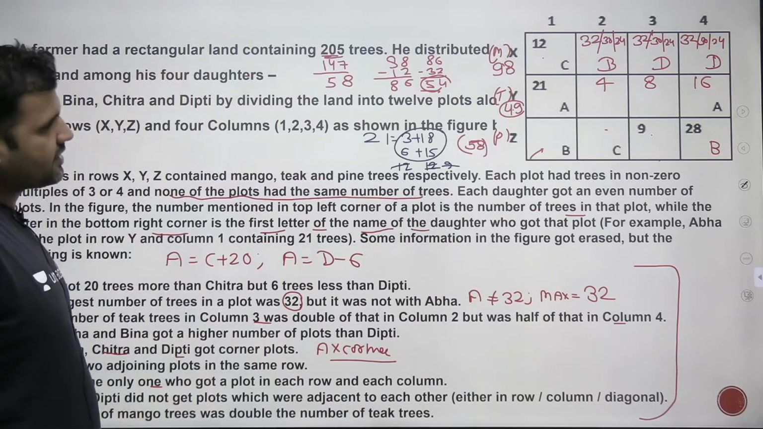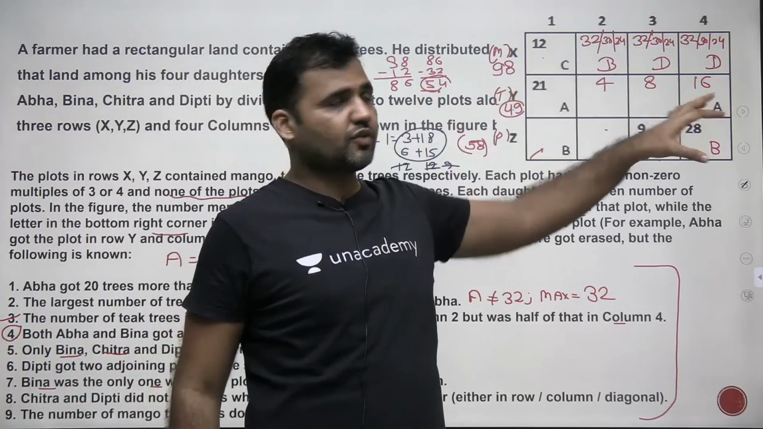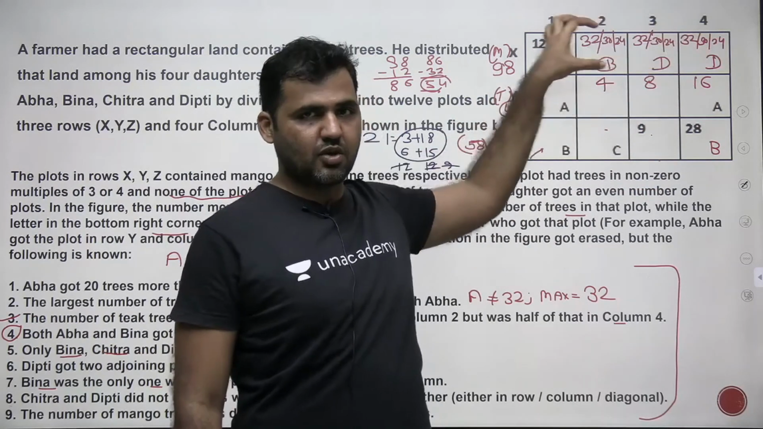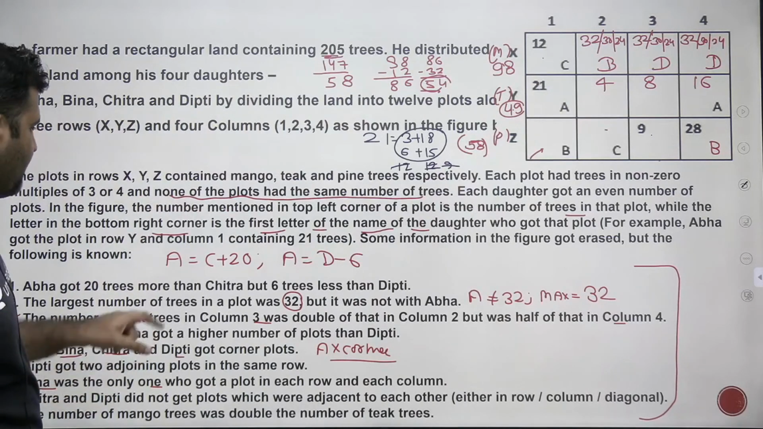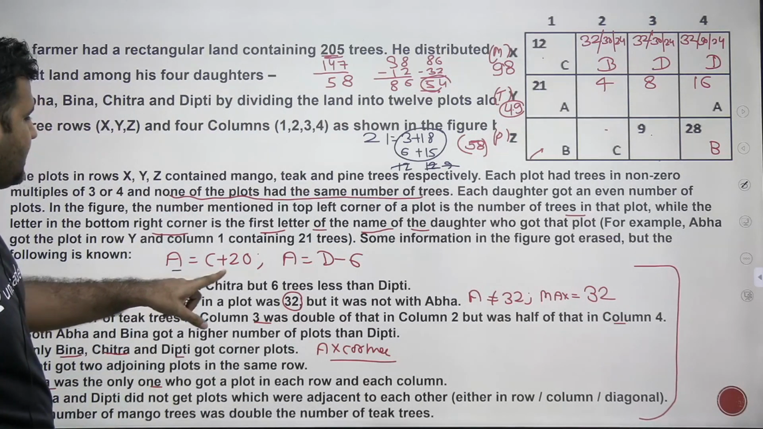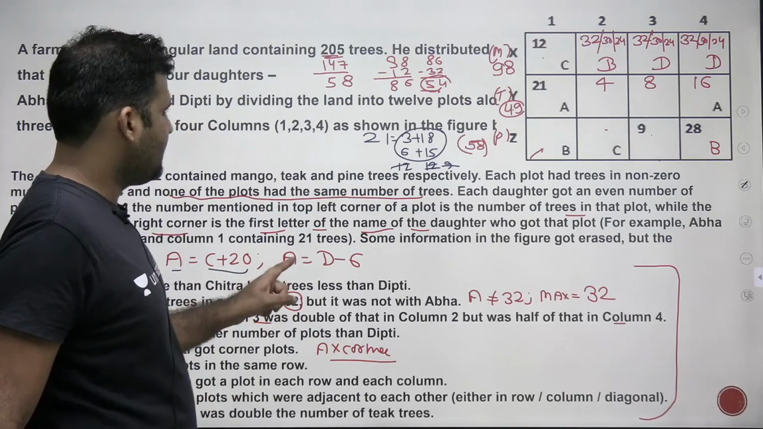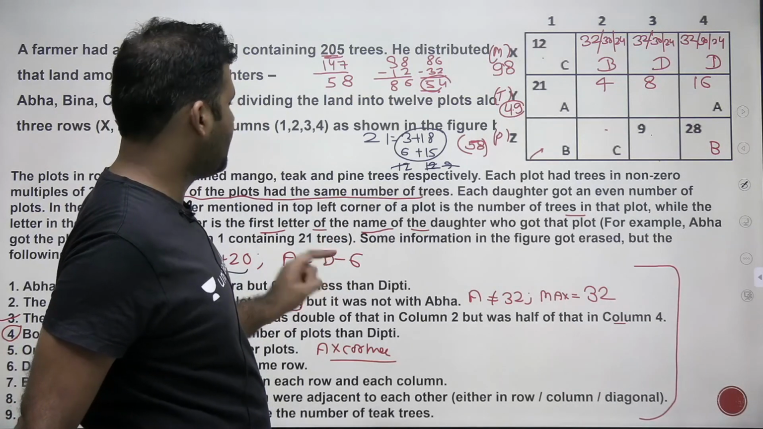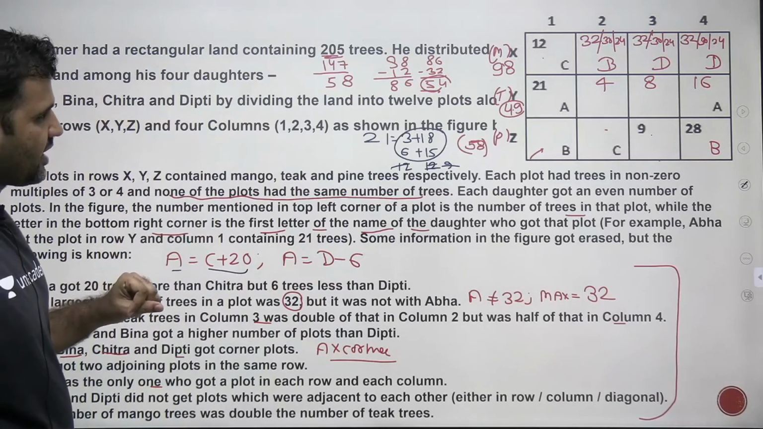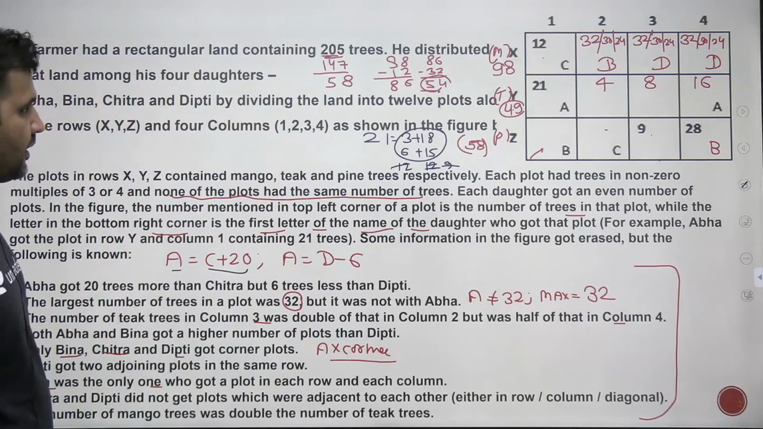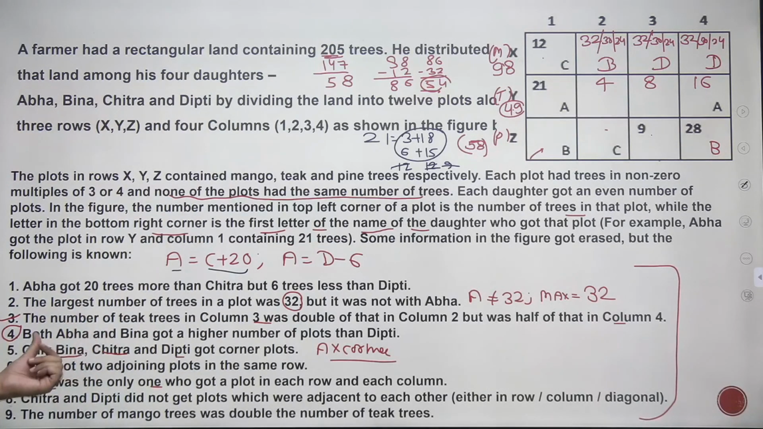Okay, so we got this information about the number of trees, what will be the number of trees in each of these cells, but with some possibilities, still the unique value is not known to us. Okay, now let's use this information. If I'm using this information that A is getting 20 more plots than C, and A is getting 6 fewer plots than D. Now, again, D value is not known to us right now. So again, we cannot use it. Now, let's use further. Let's see which information we have to use.